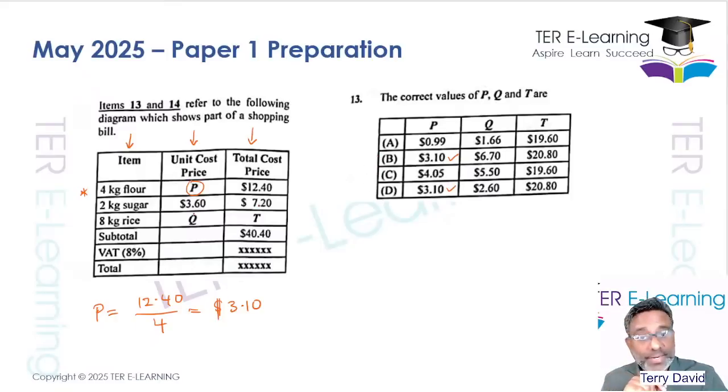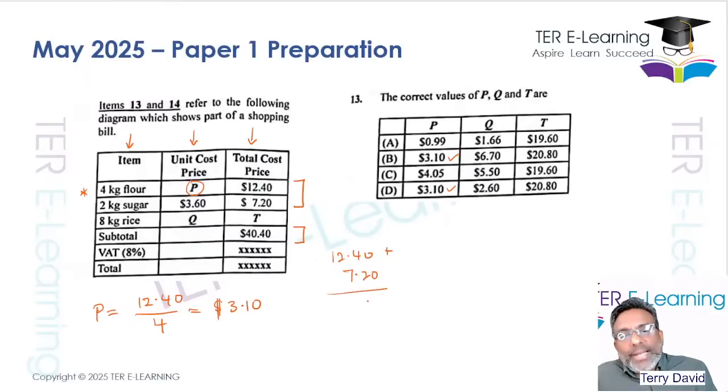Next, we need to figure out what Q and T are. How are we going to get T? You know the price for the flour and the sugar, and you know your subtotal. So we're going to take 1240 and add that to the 720. You're going to get $19.60. So that's the cost of the flour plus the sugar. Now to get T, all you need to do is take $40.40, and subtract the 1960 that we just got.